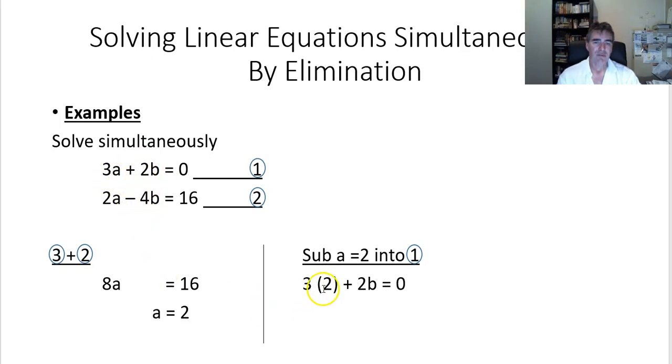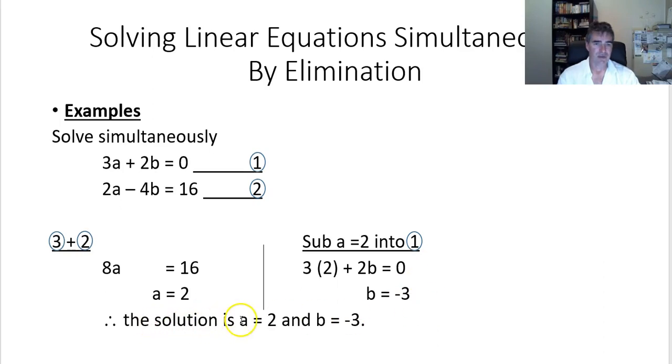So 3 lots of 2, because my a value was 2, plus 2b equals 0. And I'm going to solve that: subtract 6 from both sides, divide both sides by 2, and I get b equals negative 3. So again, I've skipped a couple of steps there, which you can or should put in, but just so you can see the process, I've gone straight to the solution. And again, concluding statement: therefore the solution is a equals 2 and b equals negative 3.